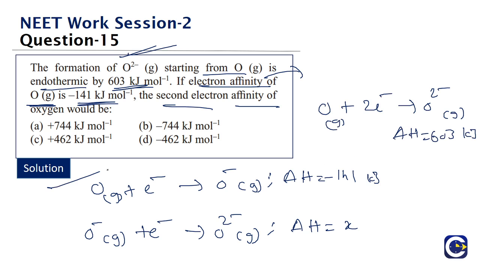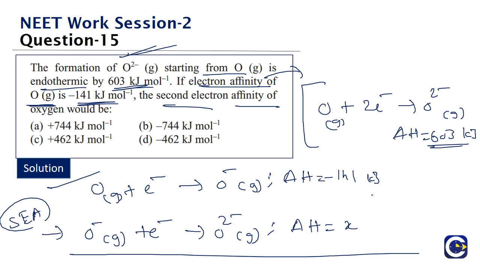So the electron affinity of oxygen is minus 141. Forming O2 minus from oxygen, the energy exchange is 603. We need to find the second electron affinity, meaning the O minus ion, when we give another electron, forms O2 minus. For this step we have to find the energy exchange. Let us call it X. So look at this now.